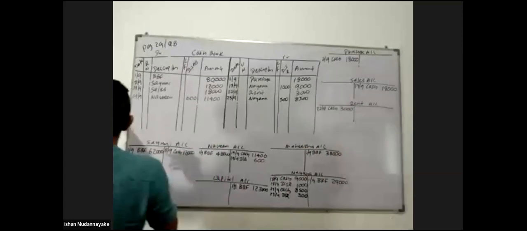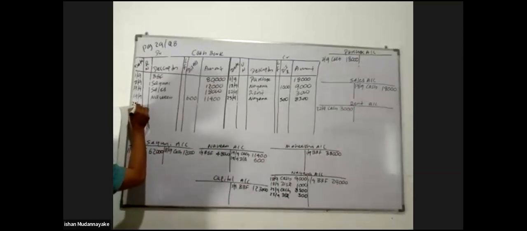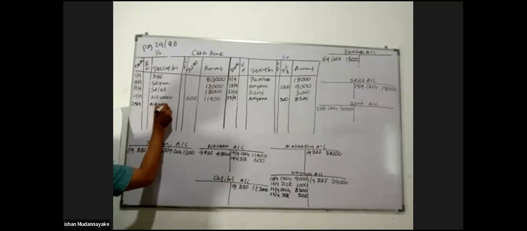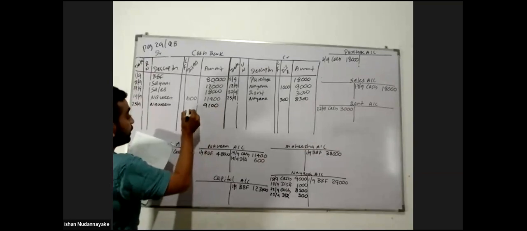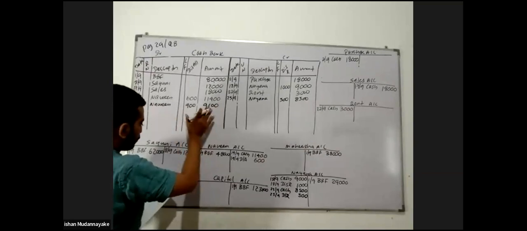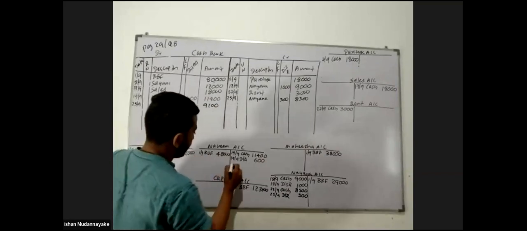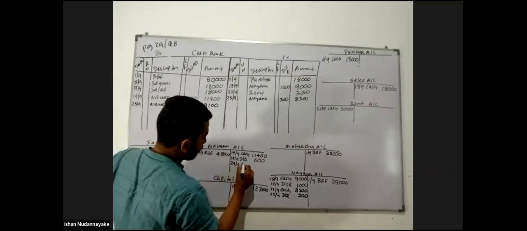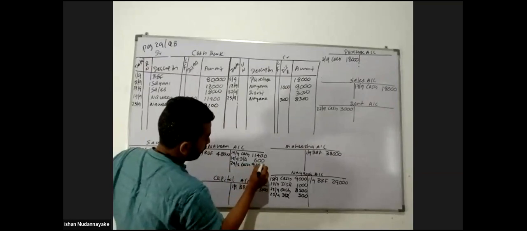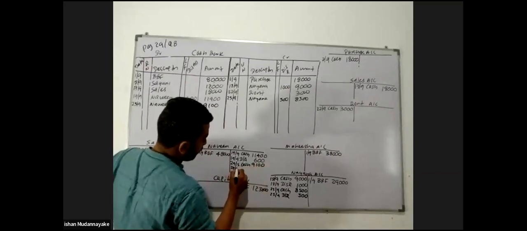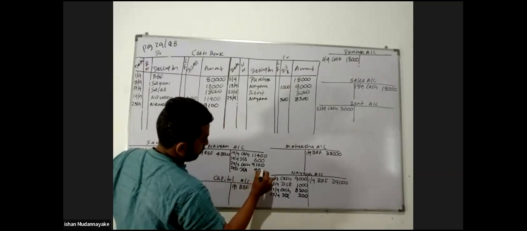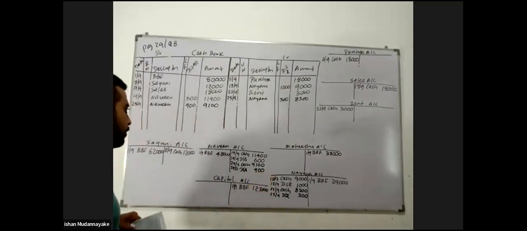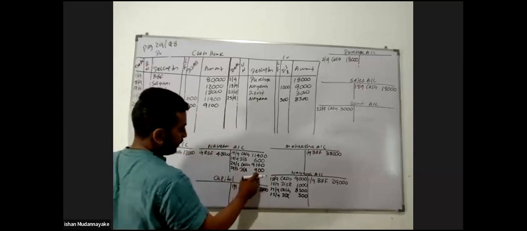So here, Naveen sent us a 9,100 check. Right, then, 25th September, Naveen sent us a 9,100 check and deducted discount is 900. Cash book debit, Naveen account credit. Cash 9,100. And then 29th September, discount allowed 900. Cash book debit 9,100. Naveen account credit 9,100.